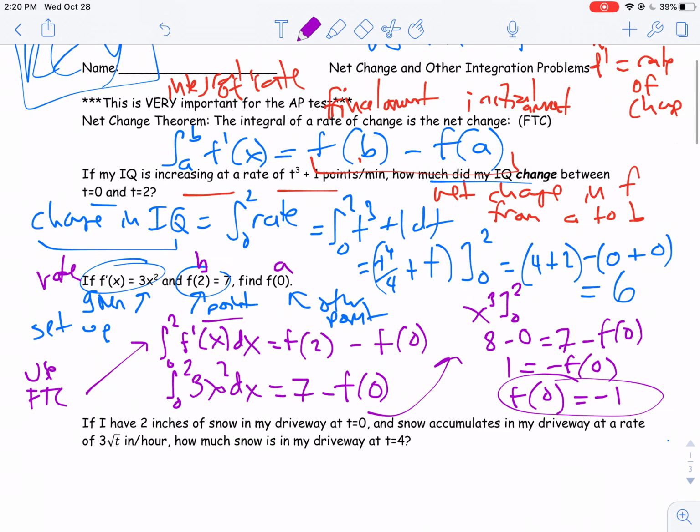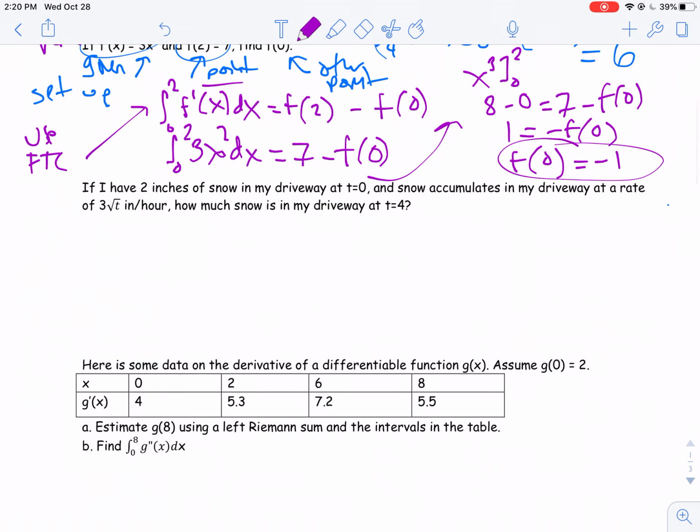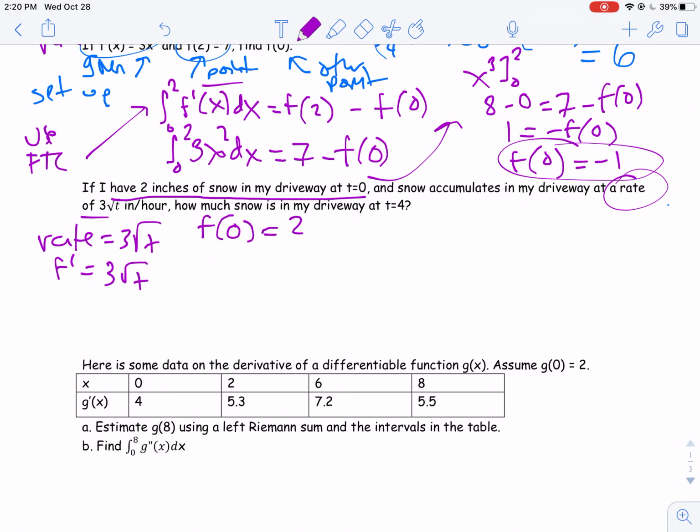Let's look at another one. I have 2 inches of snow in my driveway at time 0, and snow accumulates in my driveway at a rate. There's the word rate. If the rate is 3 root t, you want to interpret that as saying my f prime is 3 root t. When they tell me I have 2 inches of snow in my driveway, that says f of 0 is equal to 2. At time 0, I have 2 inches of snow. The question asks how much snow is in my driveway at time 4, so what does f of 4 equal?